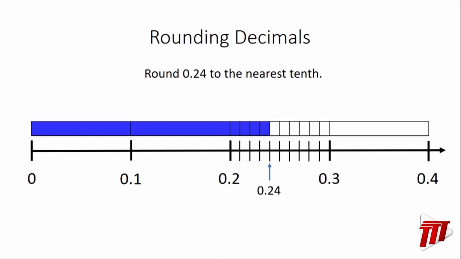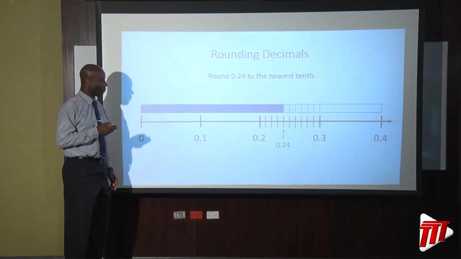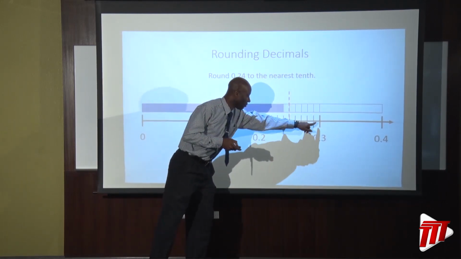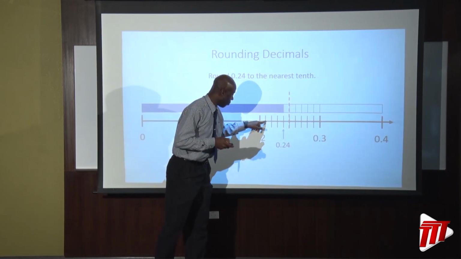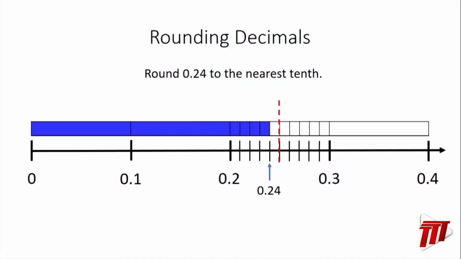The decimal fraction 24 hundredths is represented by this section from 0 all the way up to there. So we need to decide in rounding our 24 hundredths to the nearest tenth whether we are going to round to 2/10 or we are going to round to 3/10. If we identify our halfway point between 2/10 and 3/10, we have 1, 2, 3, 4, 5. So 25 hundredths would represent the halfway point between 2/10 and 3/10.